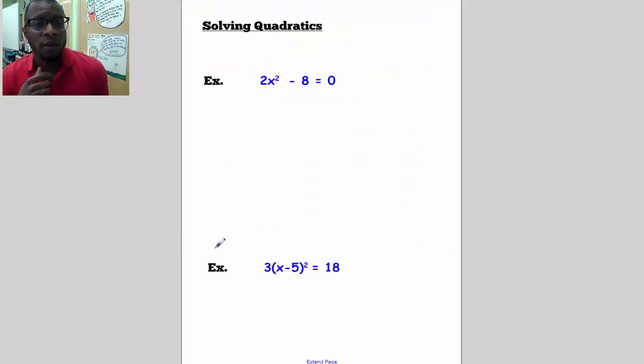Now, let's take a look at how we solve quadratics that involve square roots. Looking at this, we know this to be the form of the quadratic: ax squared plus bx plus c. Here, our b is 0, so we just have ax squared minus c. All right, so our equation is 2x squared minus 8 equal to 0.